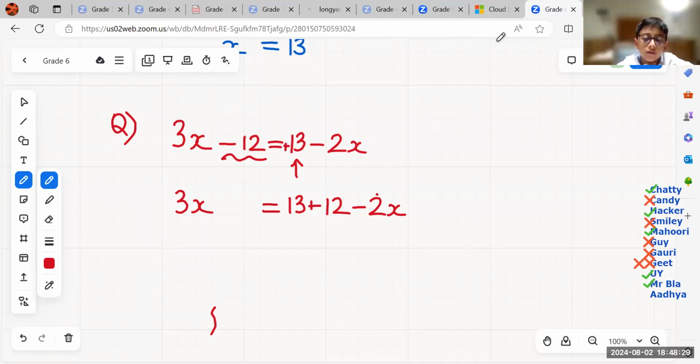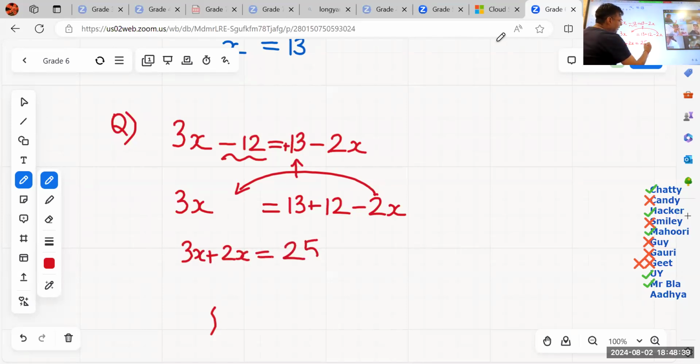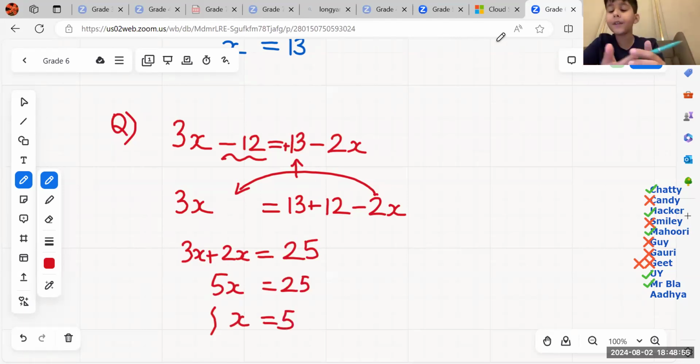Minus 2x will jump on the left side. It will become 3x plus 2x equals to 25. Smiley, is it clear up to here? Smiley, Geetal, Gauri. Yeah sir. It's clear here. So guys, then it's very easy. 5x equal to 25, x equal to 5. So you divided 25 by 5, right? Yes. Okay done. Okay sir.